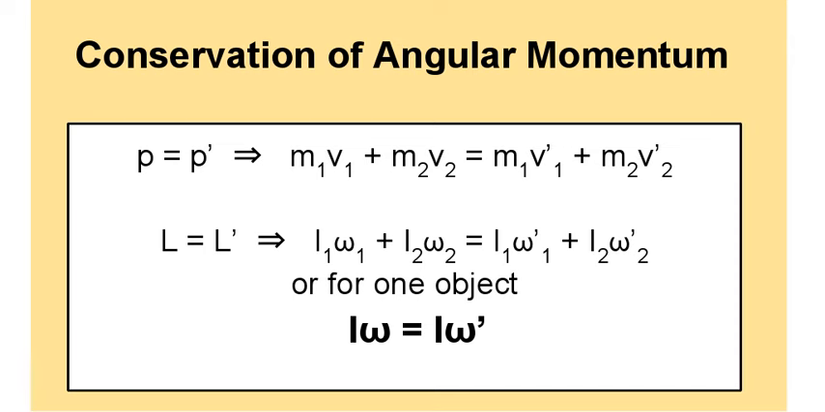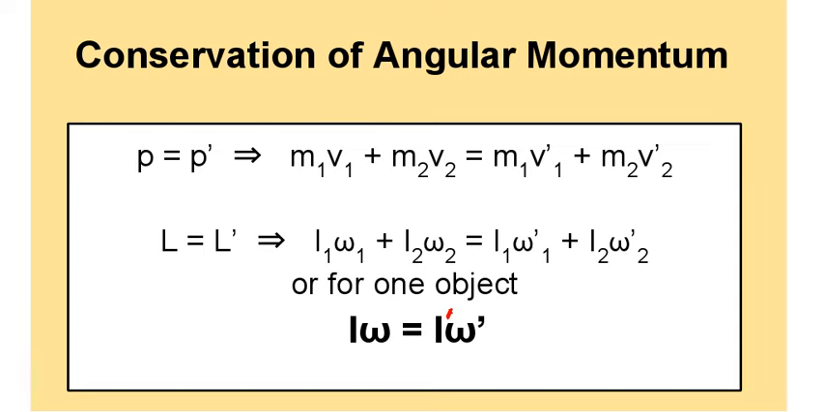I left off a little tick mark here, so let me put that in. There should be a little tick mark right there. Just like we did in momentum, the tick mark indicates the after quantity. So the moment of inertia after she pulls in her arms times the angular velocity after she pulls in her arms. Like that.